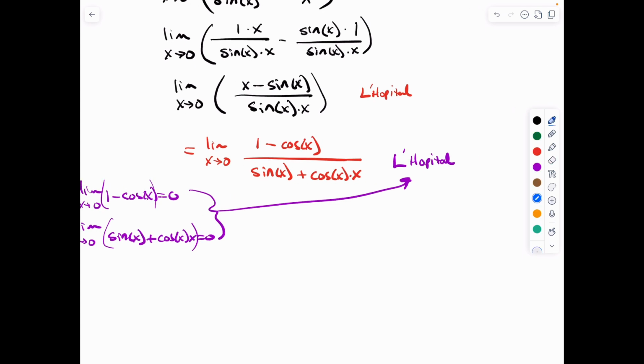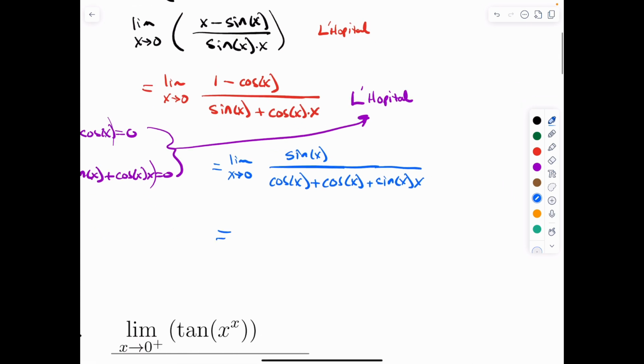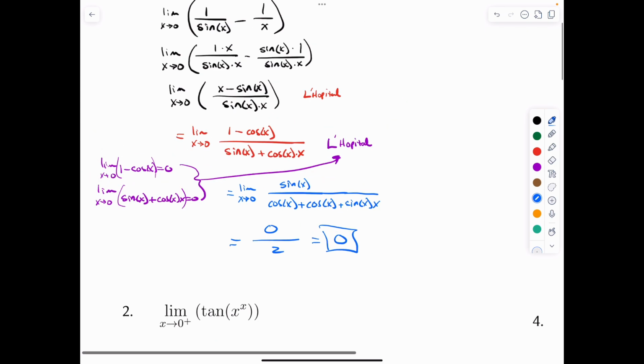Okay, so let's apply L'Hopital's rule a second time. Here we end up with, let's see, sine of x on top. On the bottom, this will be cosine of x plus sine. So I had to use the product rule there. I think I got all that correct. And now I can actually plug in my 0. And I get 0 over 2. So this one is 0.